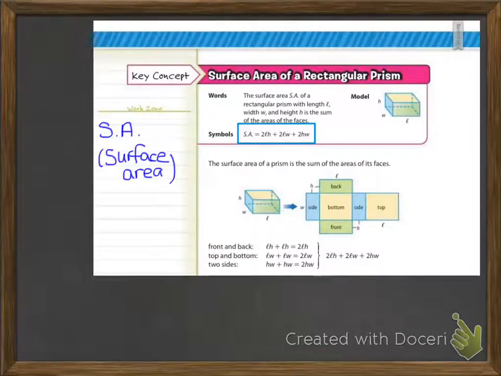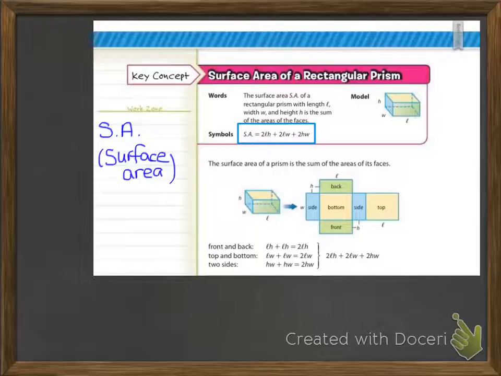So go ahead and turn the page. So this one talks about the surface area of a rectangular prism. I really like the picture that they have over in the middle section that you see here on the screen. So surface area, they're using capital S period, capital A period. So when you see S.A., that means surface area. So be sure to write that down over in the work zone because they're not going to always tell you, hey, SA equals surface area. You're going to need to know that.